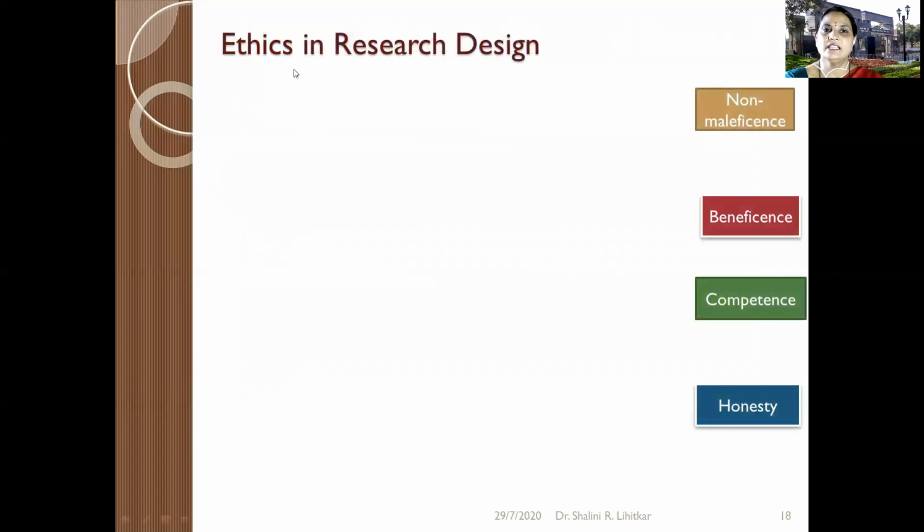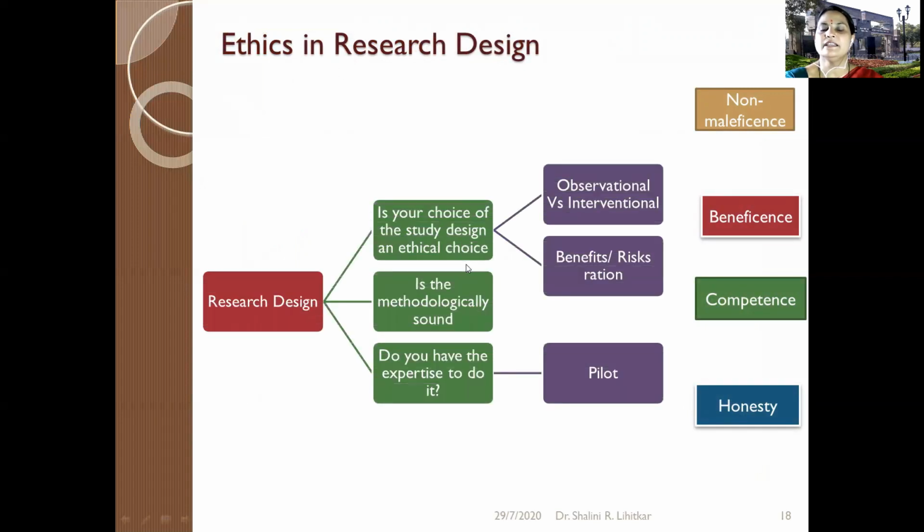The next area is ethics in research design. In the research design, generally we choose the sample and note how to conduct the research. For that, you can ask yourself three questions. Is your choice of study design an ethical choice? You have to decide whether it is observational or interventional. What will be the benefit? What will be the risk ratio? You also have to decide this when forming the research design.